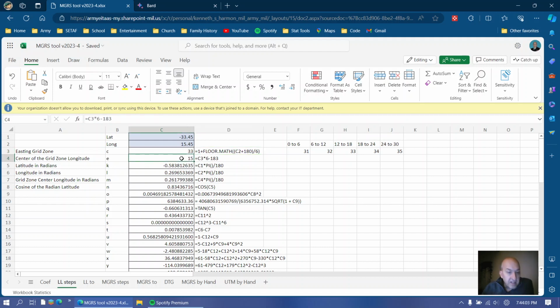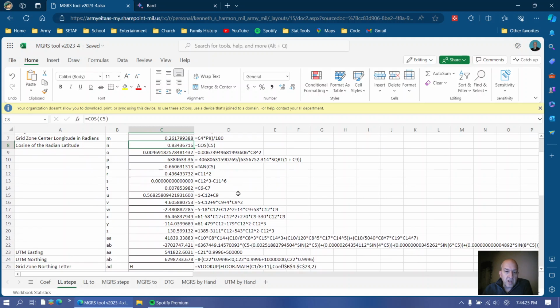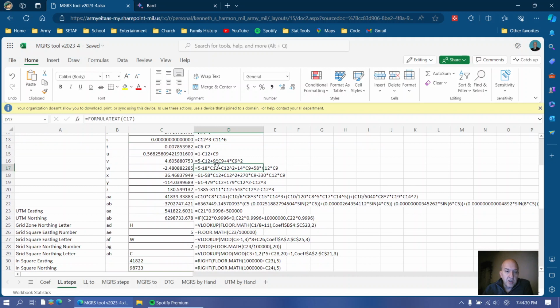Now we want the center of the grid zone. The center of the grid zone, if we were going 12 to 18, the center of it would be 15. And then we turn latitude into radians, we turn longitude into radians, the center of the grid zone into radians, and then we start doing cosine, then we start adding in all of those weird coefficients from the other page. We get all of these crazy formulas because the Earth is weirdly shaped.